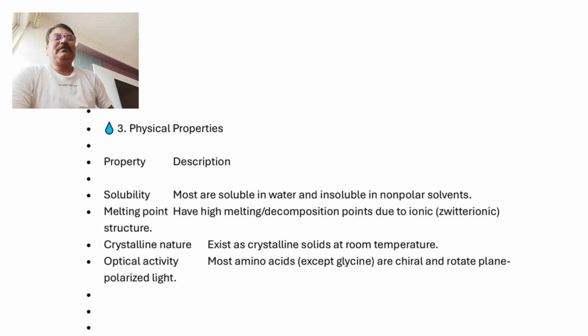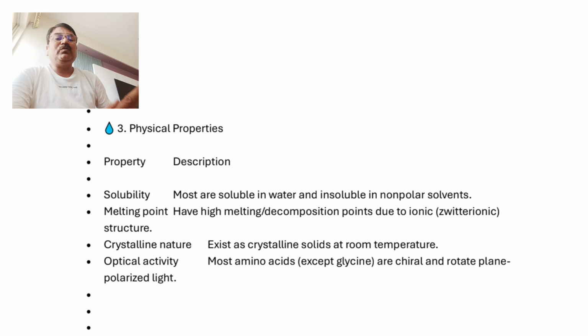Second, melting points. Most of the alpha amino acids have higher melting points, greater stability, and decomposition points due to their ionic structure. They decompose only by formation of the Zwitter ion or ionic structure. This is very important. Third, most alpha amino acids exist in solid form, which is crystalline in nature. They exist as crystalline solids at room temperature.